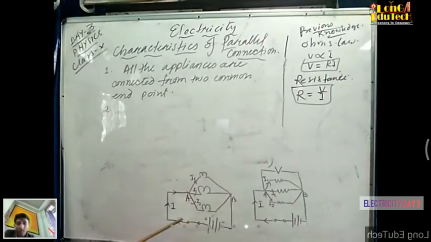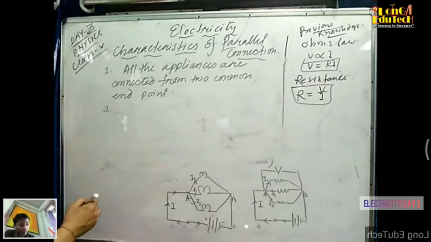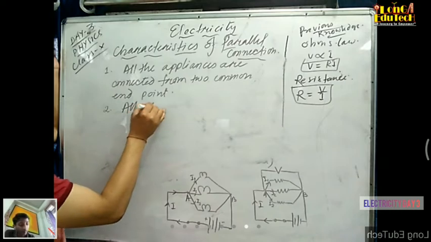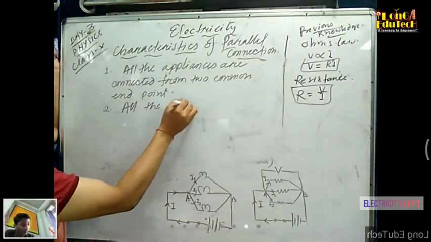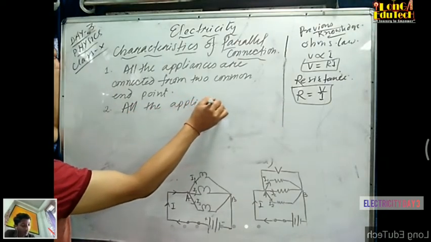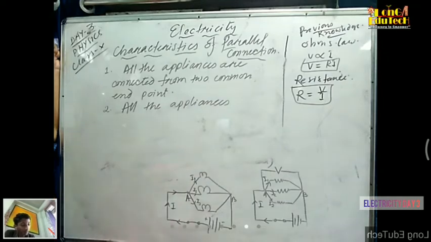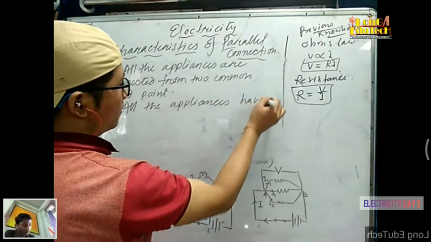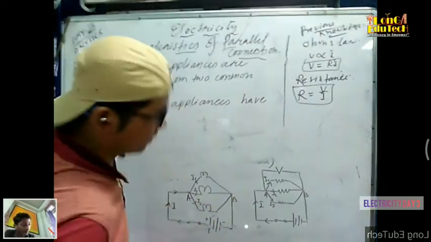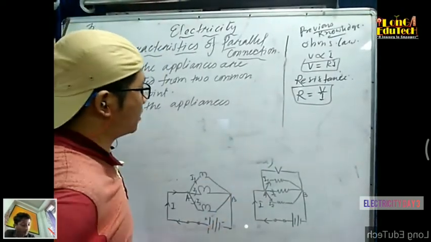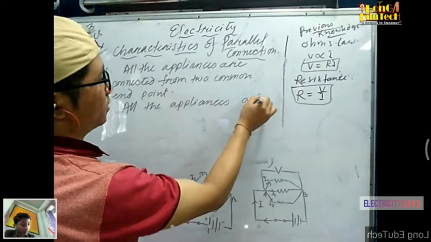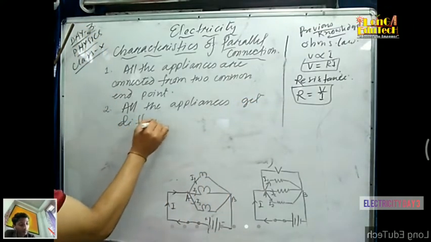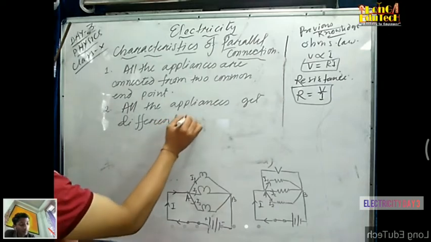Okay, in the second point, what you can write here: all the appliances get different currents.